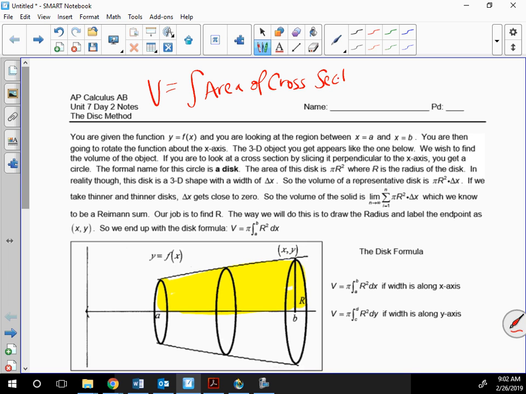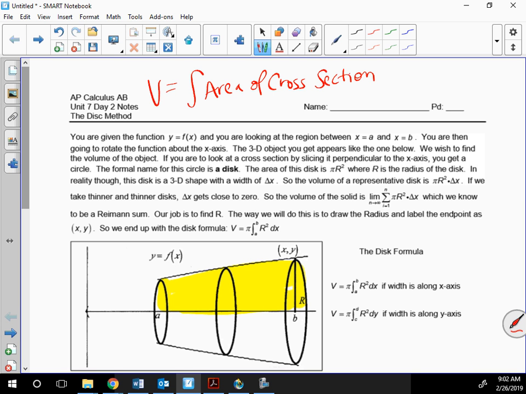So volume is the integral of the area of your cross-section. Before, when we were doing integrals, we were essentially adding together all those little rectangles. So now, for volume, we're adding together all these little circles. And so the area of the circle would be pi r squared. So your volume is always the integral of the area of the cross-section.